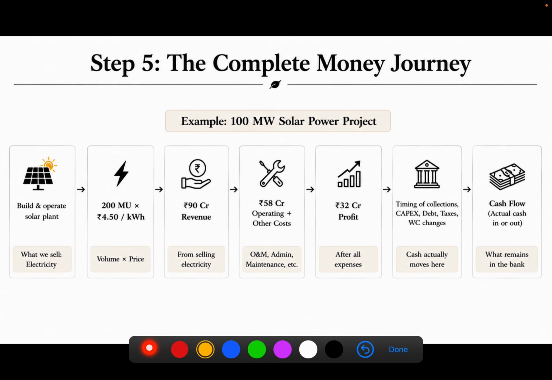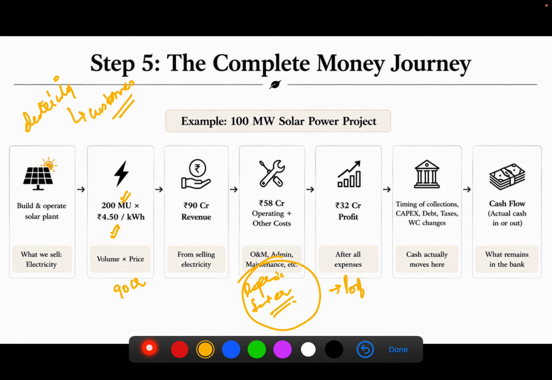We start with the business itself, that it is a 100 megawatt solar power project. The plant generates electricity which is sold to the customers. Now we calculate revenue using the quantity and the tariff, which gives us 90 crores. But generating that revenue requires operating cost, and there will be other costs also, like depreciation and interest cost. After deducting all these, we will arrive at profit.